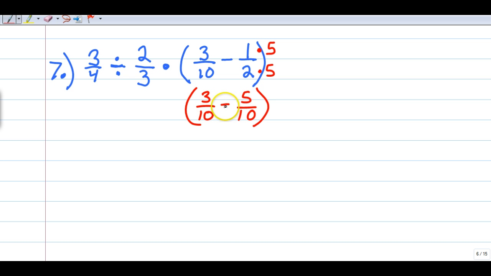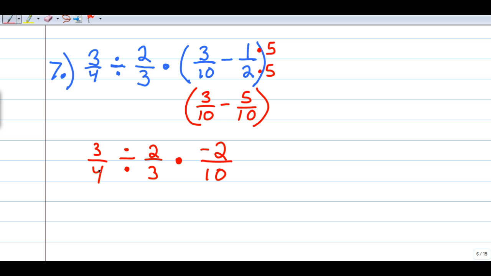subtraction. 3 minus 5 equals 2. We're going to keep the sign of the larger number, which was a negative, so it's a negative 2 over 10. Now we can carry down each of the items that we haven't used as yet. So carry down that multiplication sign, that 2/3 divided by, and carry down that 3/4 from the start.